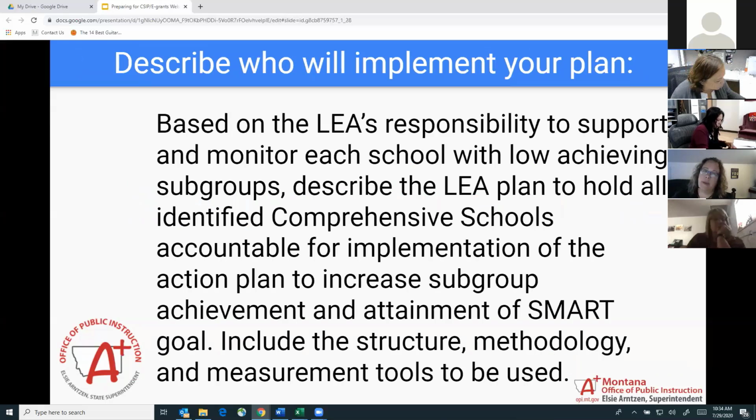On the e-grant will be describe who will implement your plan. So this is basically who is going to be in charge of implementing your intervention or program or your SMART goal, and how will they monitor that? How will they record their data, and how will they report their data?